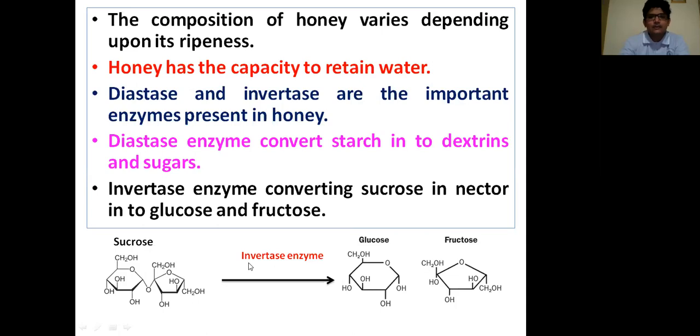So sucrose which is present in the honey gets converted into glucose and fructose when time passes in the presence of enzyme invertase. So this invertase enzyme converts sucrose into glucose and fructose. Because of this reason, the percentage of glucose and fructose increases when time passes.